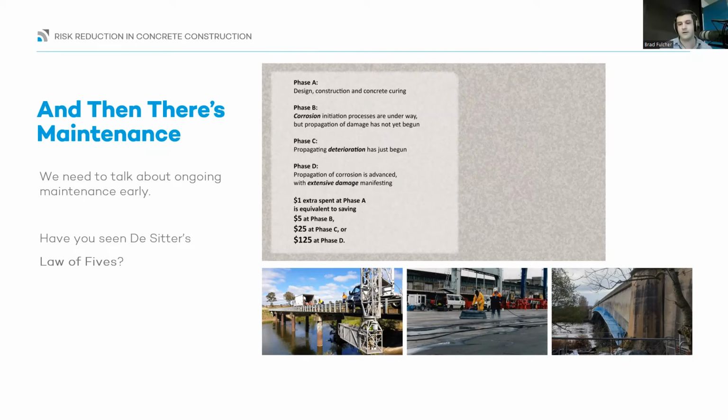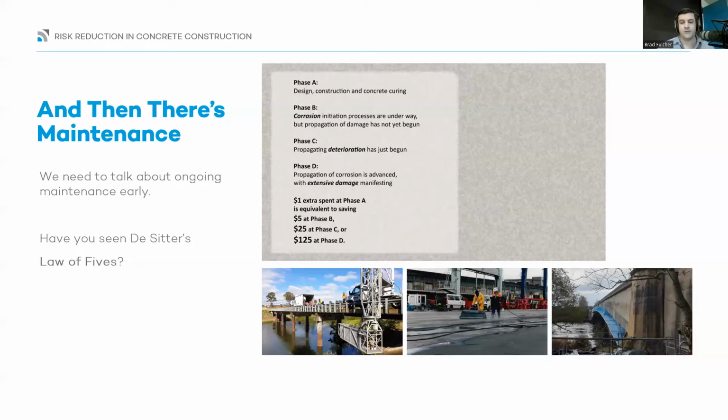One of the things that we often talk about is De Sitter's Law of Five. This goes through the process of getting in early, finding those issues or looking for signs that issues could be happening early, coming up with a system to remediate them, and then at the back end of the project or at the back end of the lifespan, we are saving that money there.